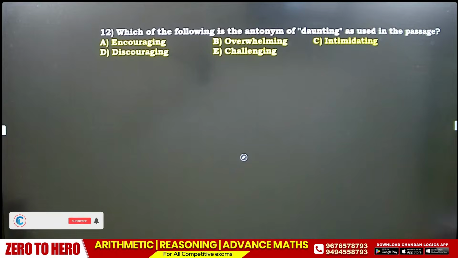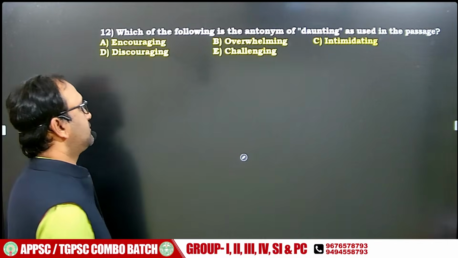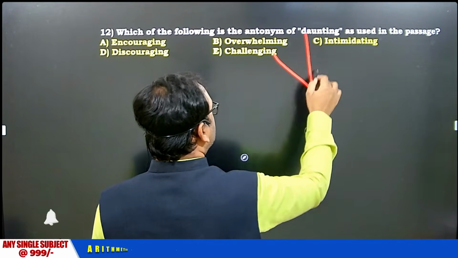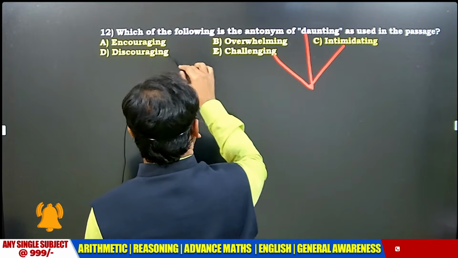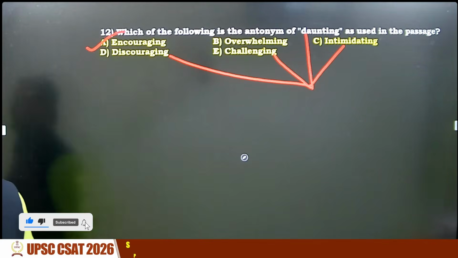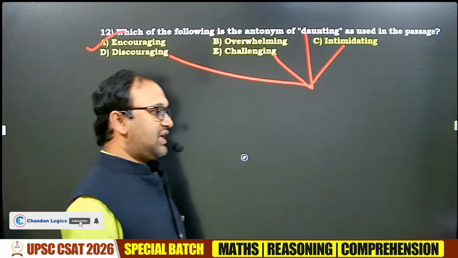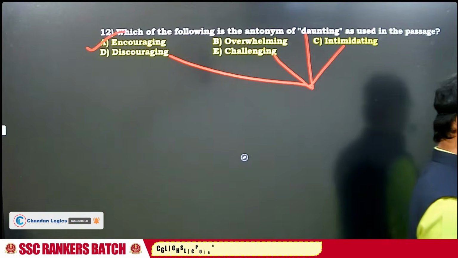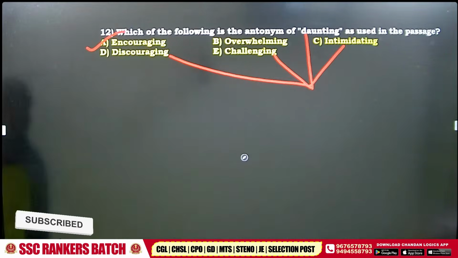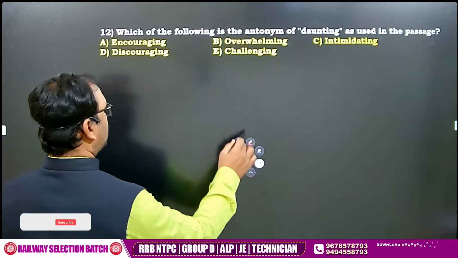Daunting is something very causing fear, discouraging. So basically daunting means something very challenging, something very intimidating, and something very discouraging. Daunting is a negative word. And the opposite is encouraging. We use the word encouraging. So daunting opposite is encouraging. Okay.